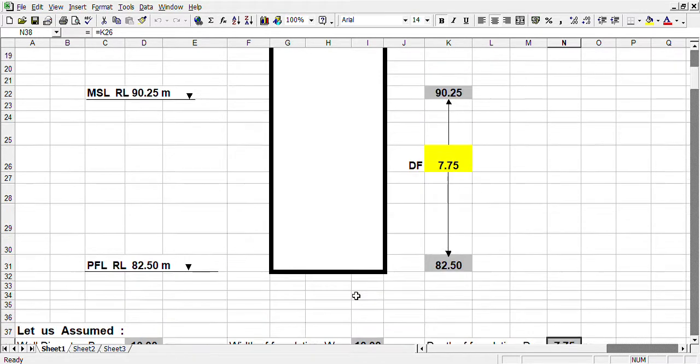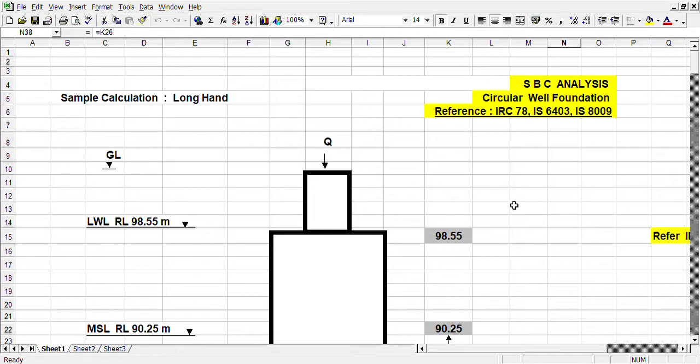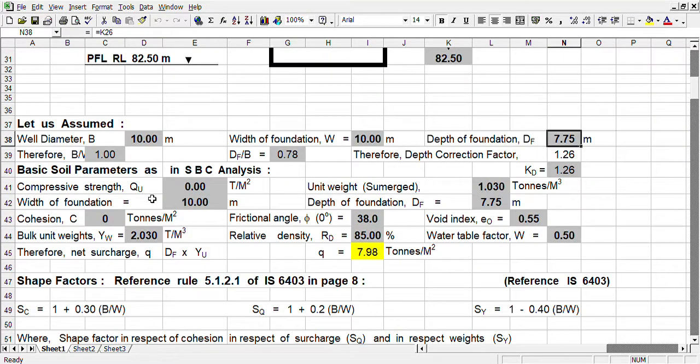All these, the estimation of SBC for well foundation, is covered under IS 78, IS 6403, IS 8009 part 2 and IS 1904. Now let us consider the basic soil parameters. The compressive strength is 0, submerged density is 1.03 ton per cubic meter, width of foundation is 10 meter, depth of foundation is 7.75 meter.